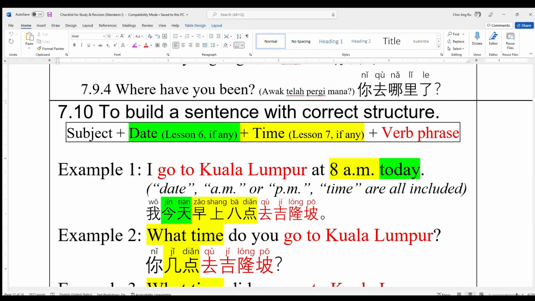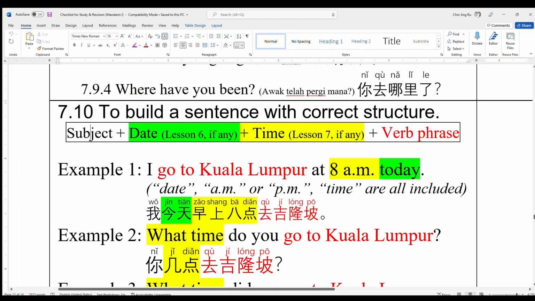We are going to talk about building sentences in Mandarin with the correct structure. This is additional information that I hope will remind you how to build a sentence correctly according to the correct structure. I believe I have mentioned this in several of my other videos, so this is just a supplementary, extra reference reminder for you. I believe this is a familiar format for you already.